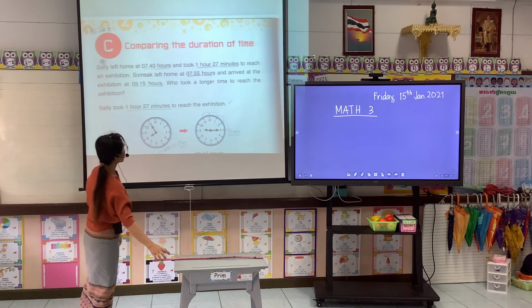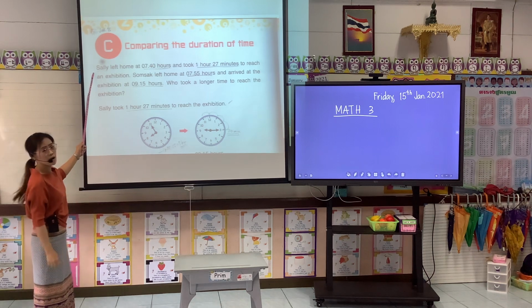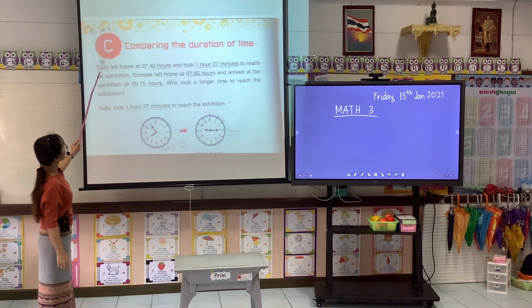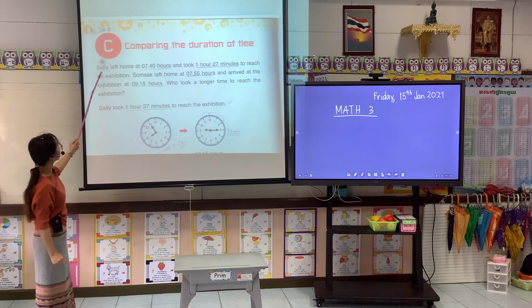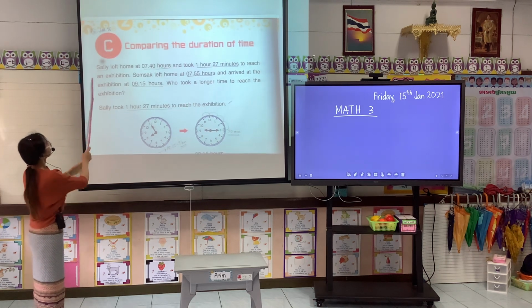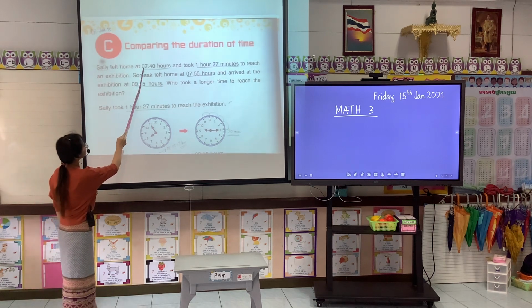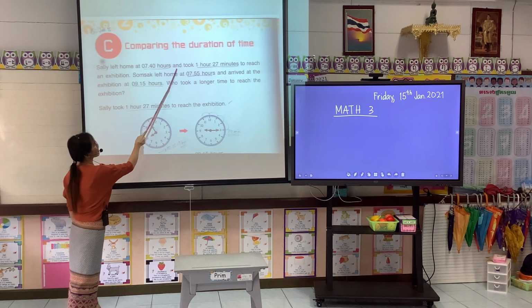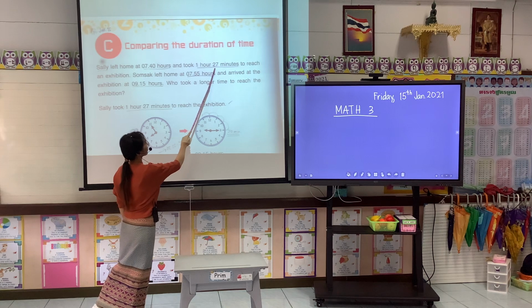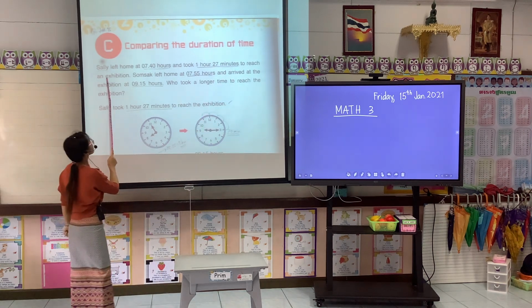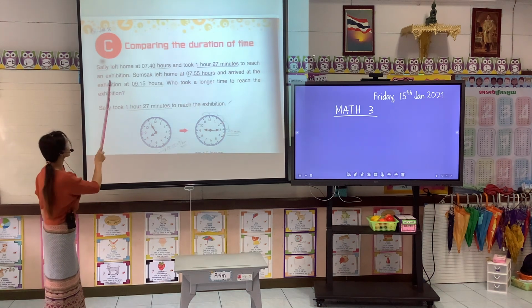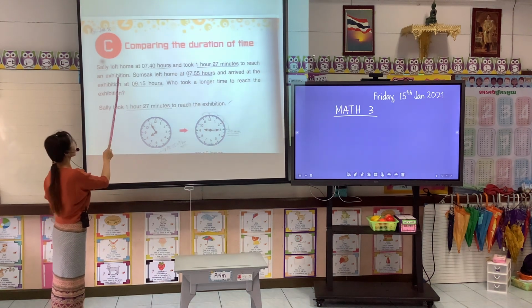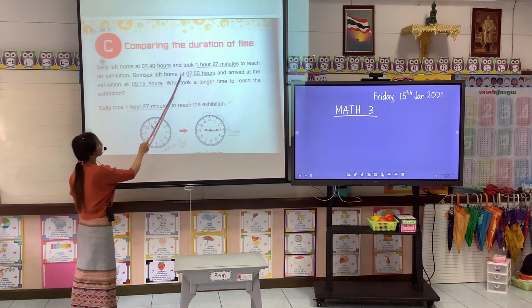Okay, so here we have a problem. We will compare the length of time each person takes in going to the exhibition. Sally left home at 07:40 hours. This one is in the 24-hour system. 07:40 hours, and took 1 hour 27 minutes to reach an exhibition. Exhibition is a display of work.